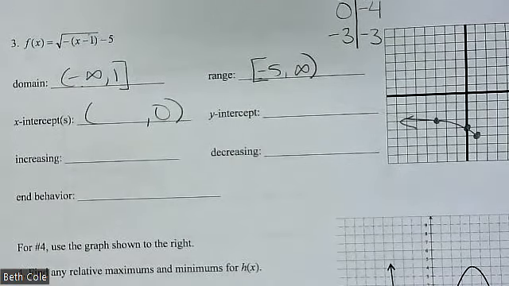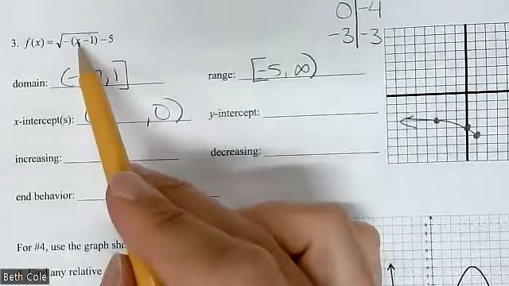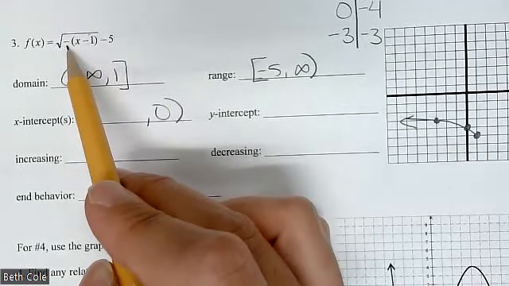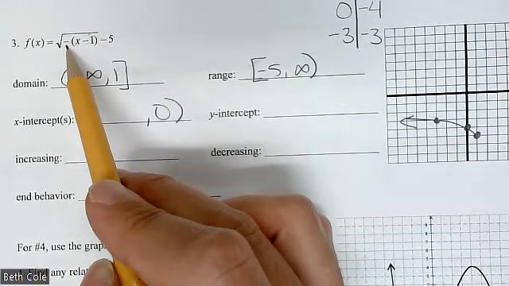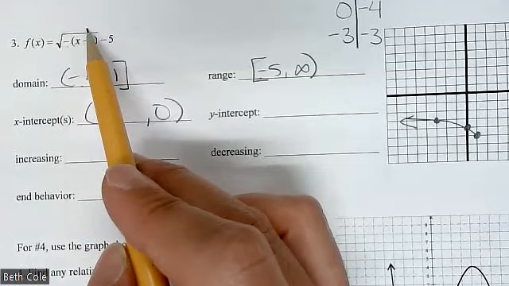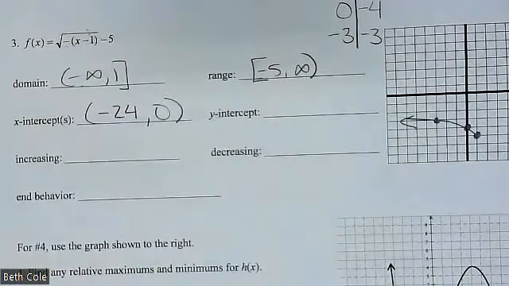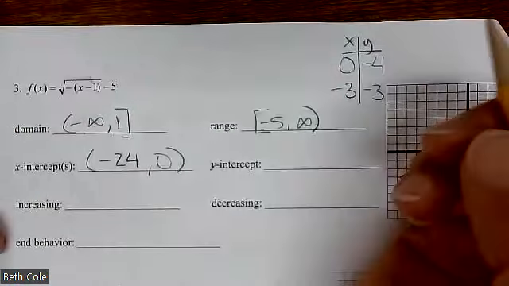-24? Negative 24 minus 1. Negative 25, but it'll be 25. Square root of 25 is 5, and then 5 minus 5 is 0. Really good. You worked it out.